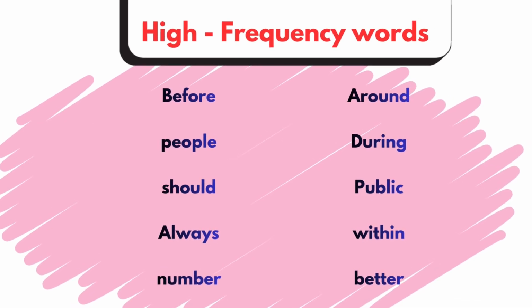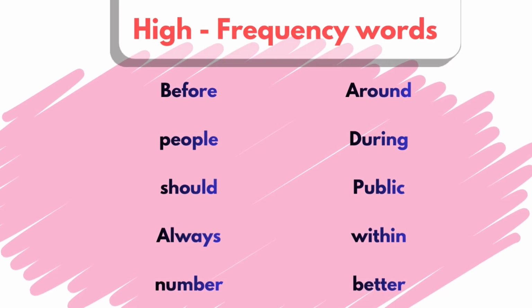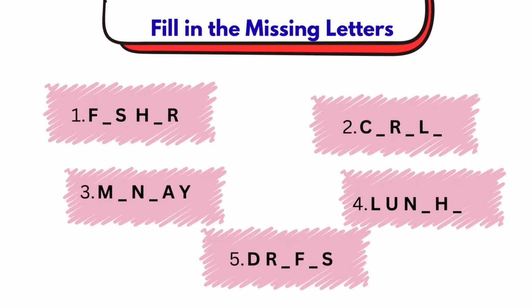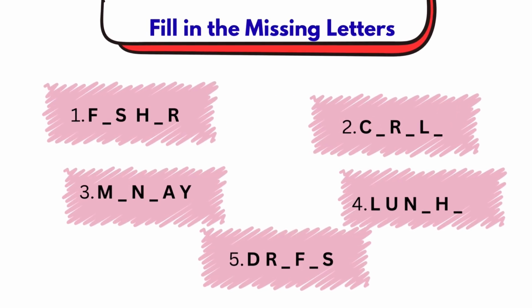I have given you here missing letters. Okay, I have given you a practice session so you can all fill up the correct missing letters and try to do it by yourself. F dash S H dash R, C dash R dash L dash, M dash N dash A Y, L U N dash H dash, D R dash F dash S. Or later you can check the answers at the next slide.